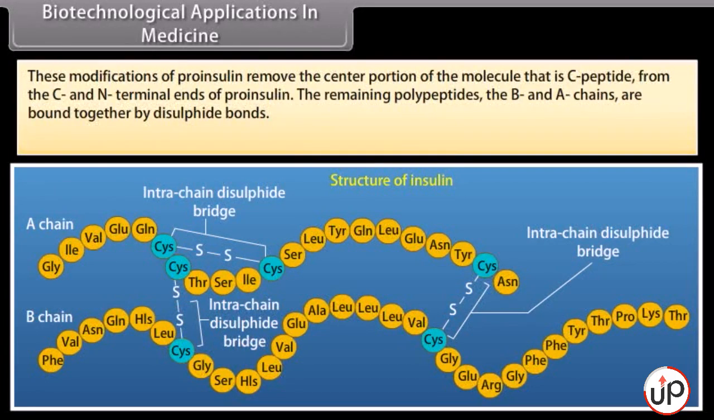These modifications of proinsulin remove the center portion of the molecule, that is C-peptide, from the C and N-terminal ends of proinsulin. The remaining polypeptides, the B and A chains, are bound together by disulfide bonds. The C-peptide is not present in the mature insulin.